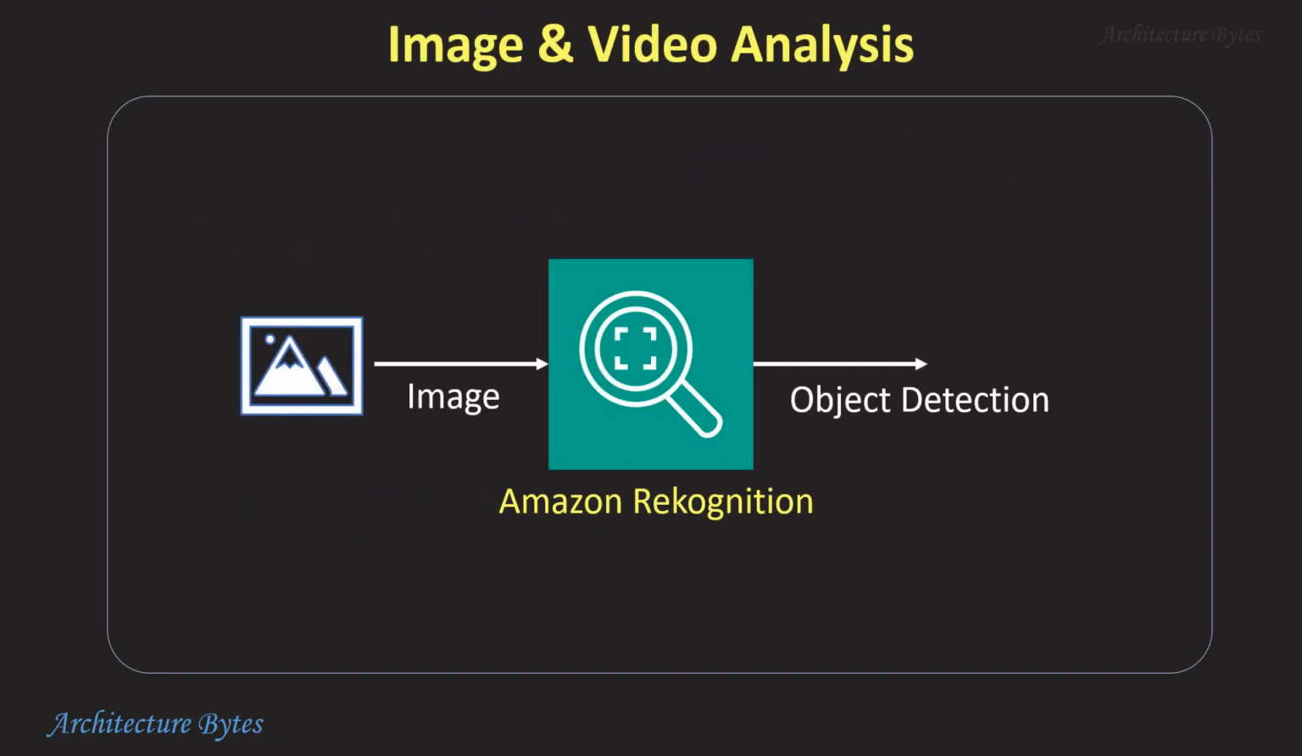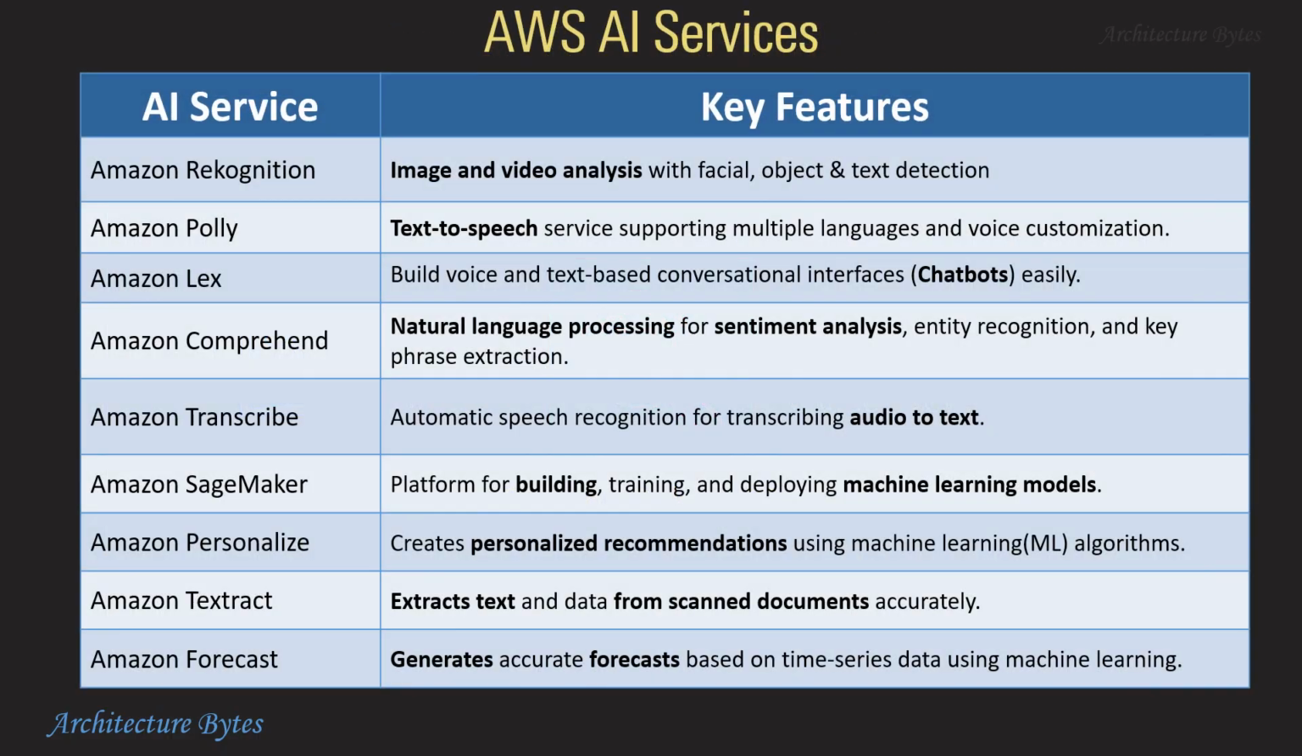Use Amazon Rekognition for image and video analysis, including object detection, facial recognition, and content moderation. Let's look at various AI services. Amazon Rekognition is for image and video analysis. Amazon Polly can be used for text-to-speech conversion.